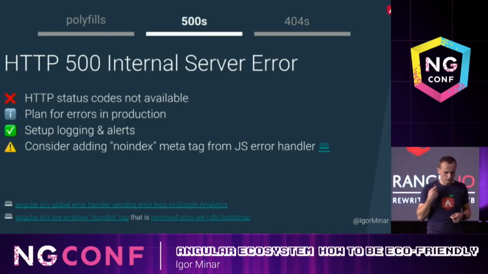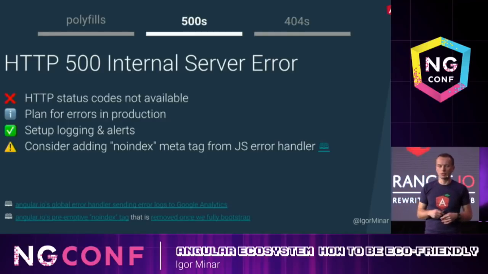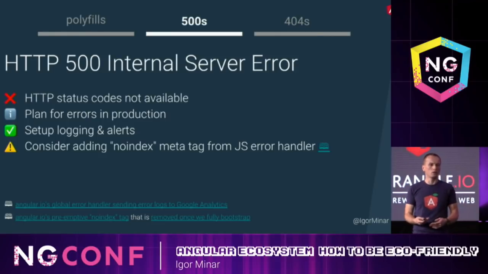The next thing to be aware of is how to deal with errors. If you are a server-side developer, you know about HTTP status codes, HTTP 500. This is how you communicate to the crawler, hey, yes, you asked for this URL, something went wrong, please don't index this. On the client side, you don't have this. You don't have status codes. But at the same time, you need to plan for errors that will happen in production. What I suggest is you set up logging that will notify you of these issues, and consider using a no-index meta tag. Again, there's a link about how we did it, because that would tell the crawler, hey, something went wrong, do not index this DOM, and the crawler will honor that.